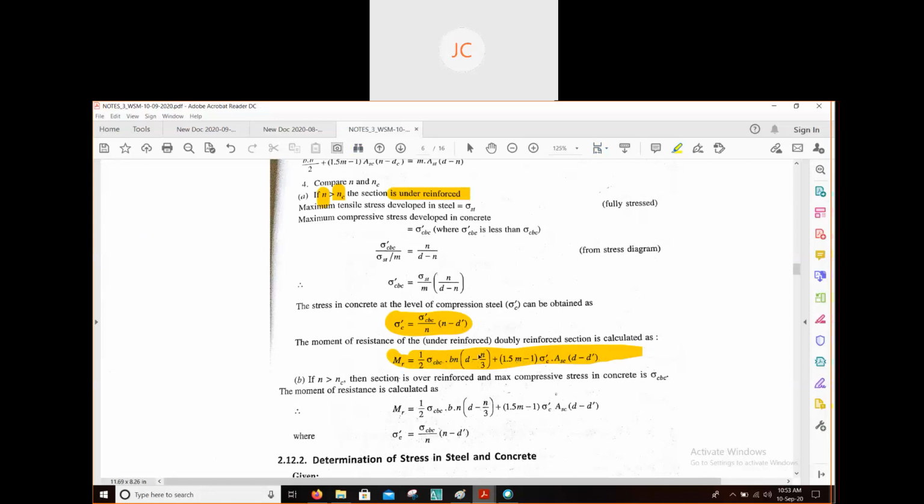In this entire formula, all values are known. Only you have to find out first sigma c dash value by this formula, then sigma dash cbc. Use this formula and find out the answer. All of you use this formula and find out the answer.